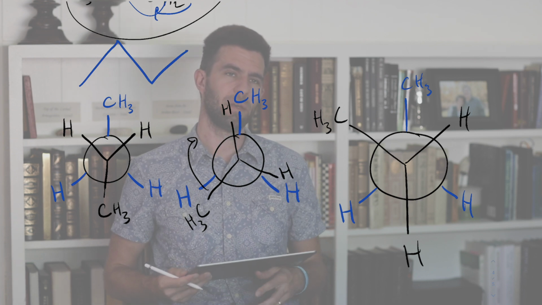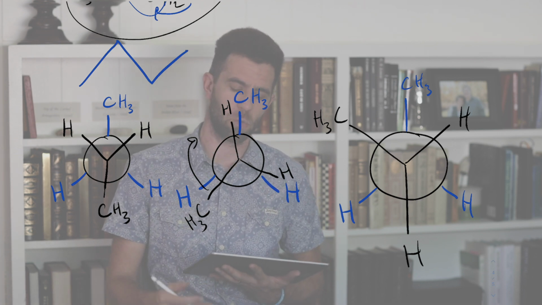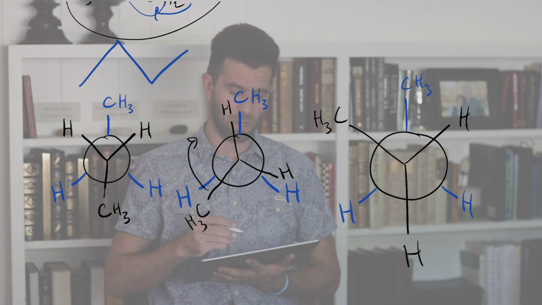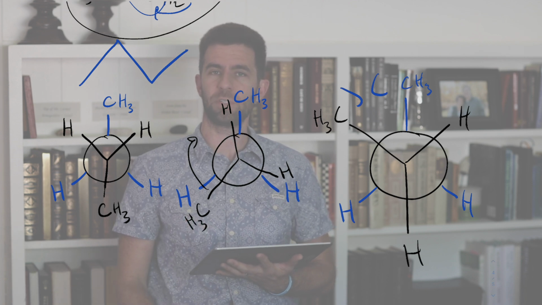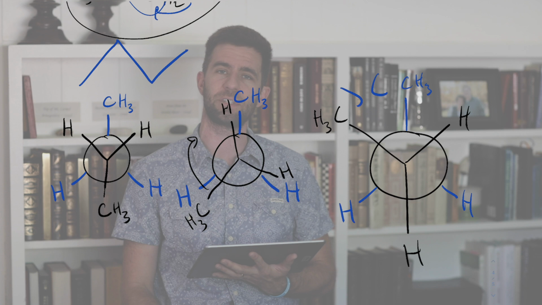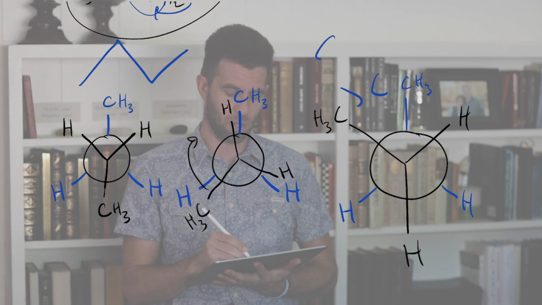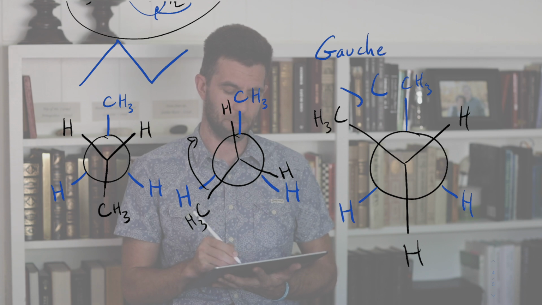Hydrogen here. Now, this is a staggered conformation again, right? So we're saying, hey, this is pretty low energy. This is good. But there's something going on here. These two bigger groups are, even though it's staggered, they're still pretty close to each other. So they're starting to have some steric interference. That steric hindrance we end up calling gauche. Okay?